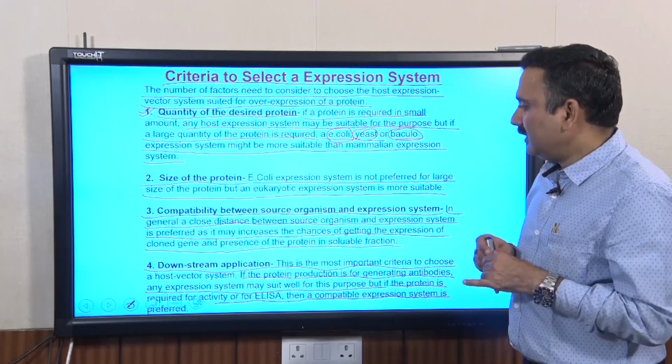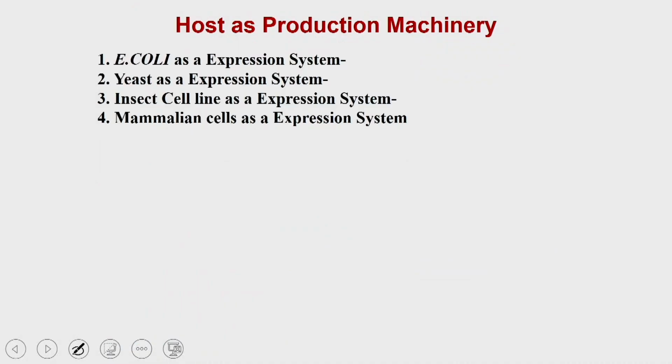So, in today's lecture we are going to discuss 4 different expression systems: E. coli as an expression system, yeast as an expression system, insect cell line or baculovirus as an expression system, and at the end we are also going to use the mammalian cell as an expression system.